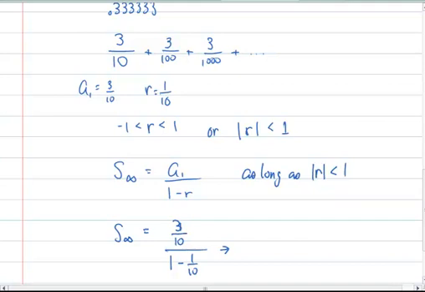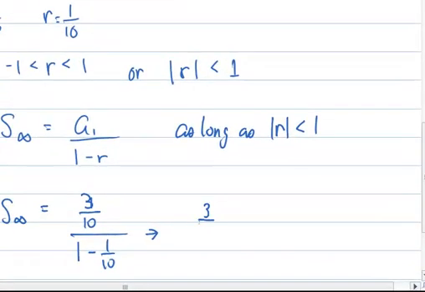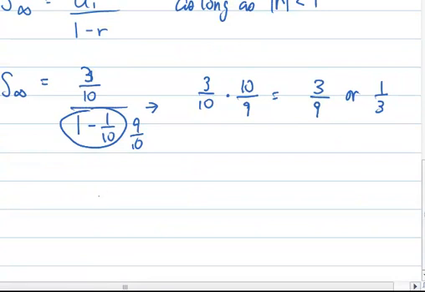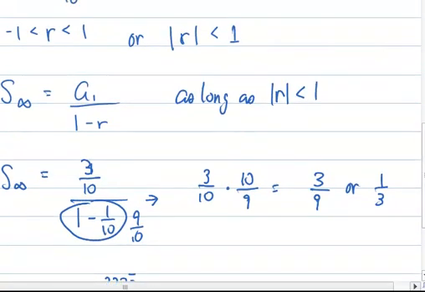And when I look at this, I have 3/10 times, when you divide by a fraction, the fraction here is 9 over 10. You multiply by the reciprocal, 10 over 9, and this summation will equal 3 over 9, or 1/3. And that's what we said that the repeating decimal of 1/3 was, that we started with.